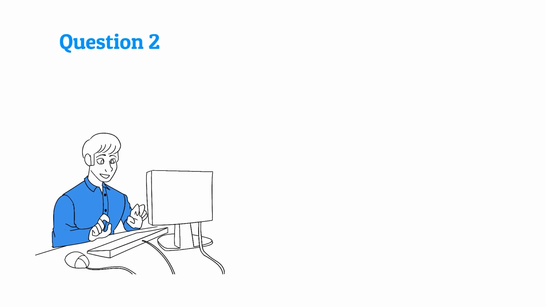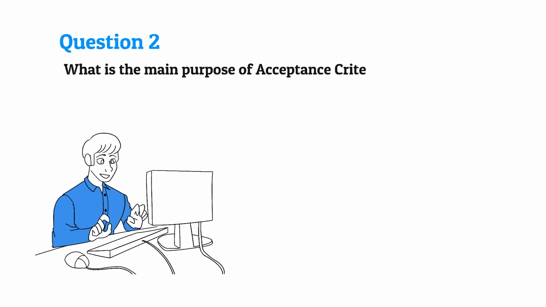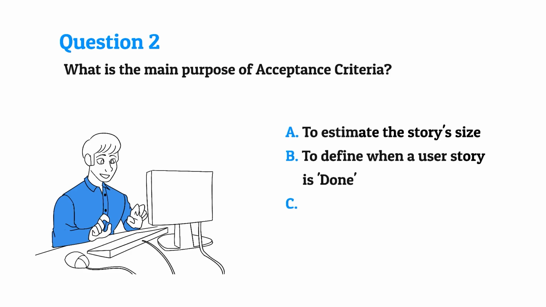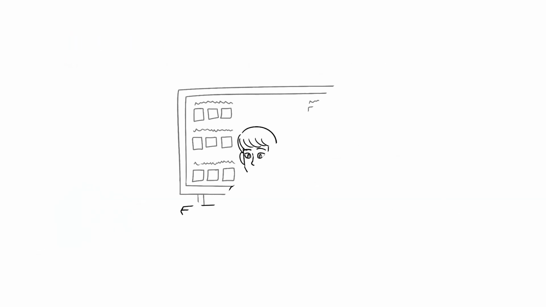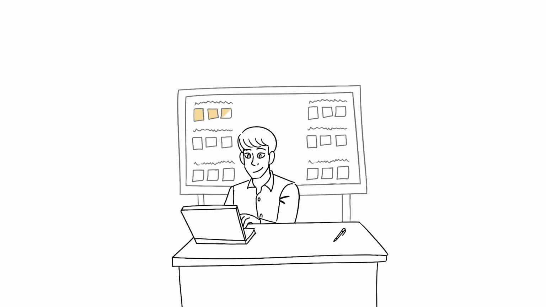Question 2. What is the main purpose of acceptance criteria? A, to estimate the story size. B, to define when a user story is done. Or C, to write user stories faster. Correct again if you chose B. Acceptance criteria are all about defining done. Mats is now understanding user stories, product backlog refinement, and acceptance criteria. These are essential tools for any product owner.